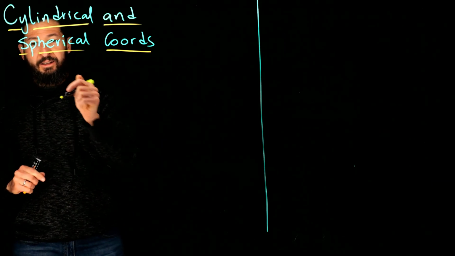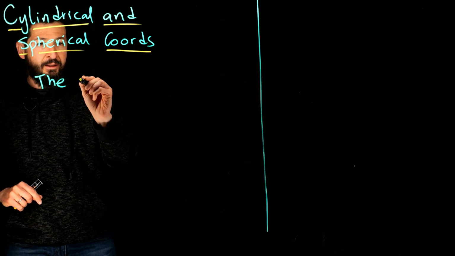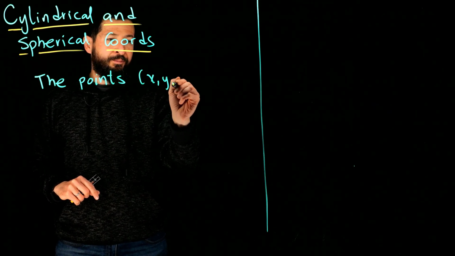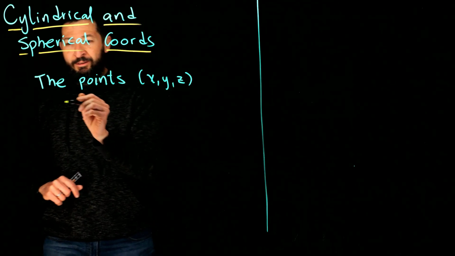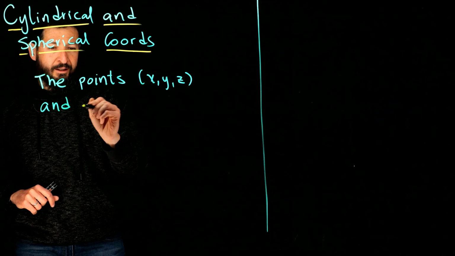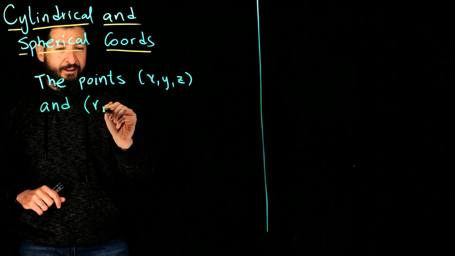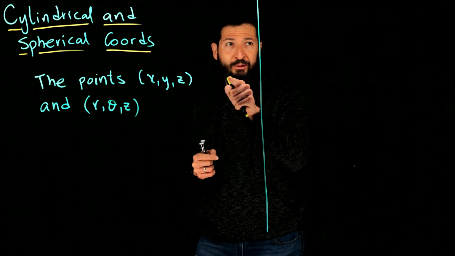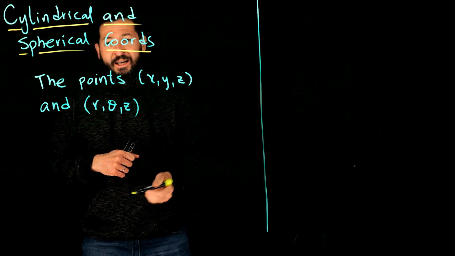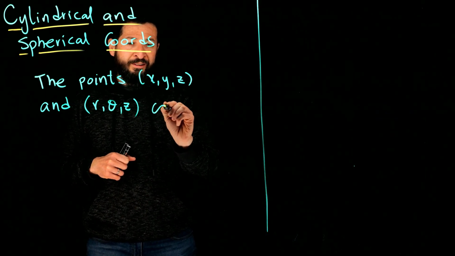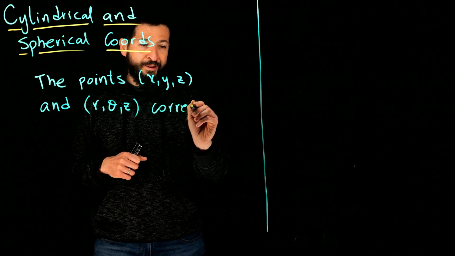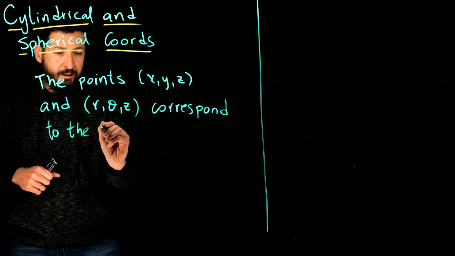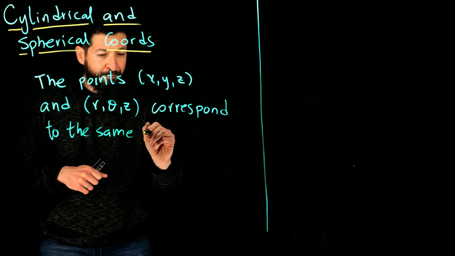So let's say that the points, or coordinates, let's do x, y, z in rectangular coordinates, and the point r, theta, z in cylindrical coordinates. I'm not going to write that, but this should say in rectangular coordinates and this in cylindrical coordinates. And I should probably say the triples correspond to the same point in space if and only if, and we're going to have the relations.